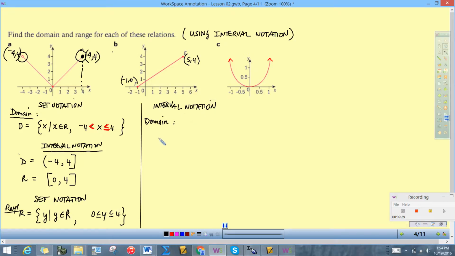So the domain is going to be, domain is a set of all numbers such that x is an element of R, where my value of the x has to be less than or equal to 5, but it has to be greater than or equal to -1, and that covers that. And I just did this, by the way, not in interval notation, but in set notation. I apologize. So let me just do it in set notation.